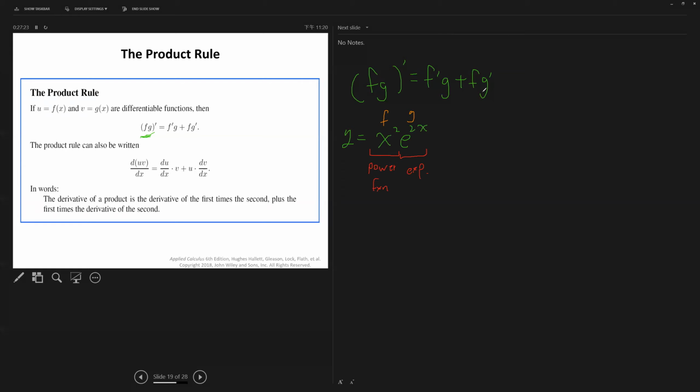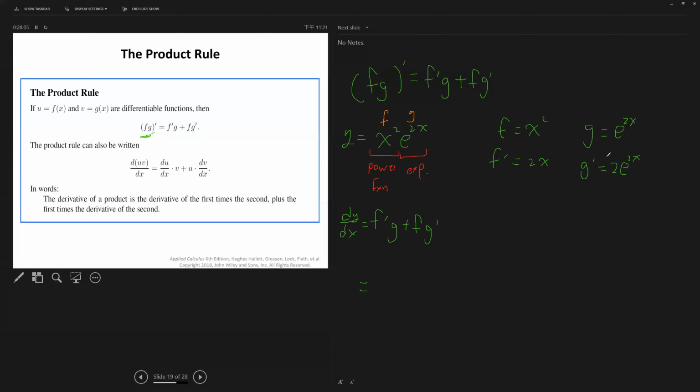Then, to find the derivative, dy dx, that's going to be f prime g plus f g prime. All right, so let's see. f is x squared, so f prime, the derivative of f, will be 2x. Bring down the power, subtract the power by 1. And g is e to the 2x, and g prime will be copy the constant down, multiply by the same thing, so 2 times e to the 2x. That's the exponential rule.